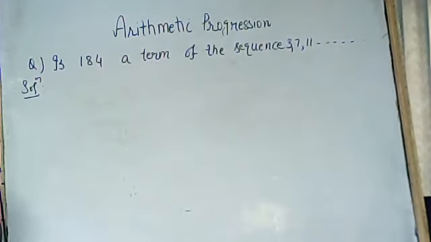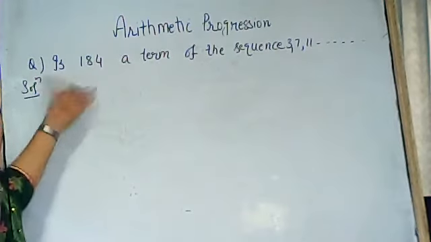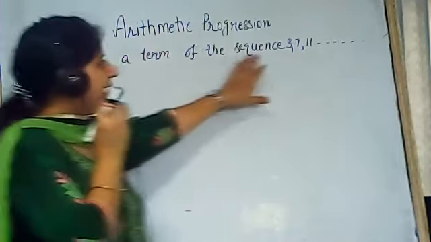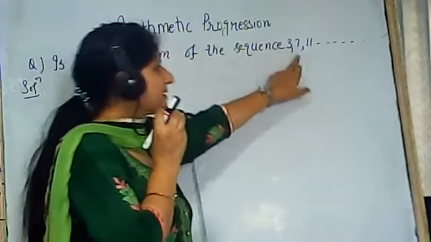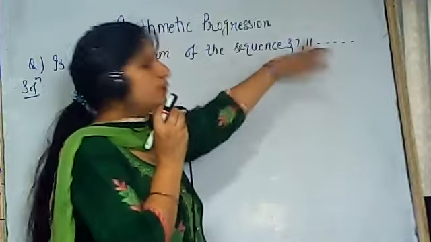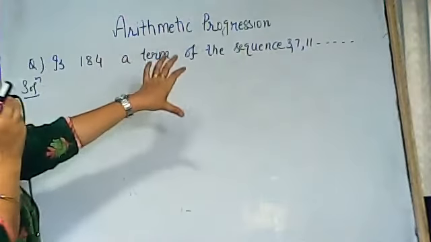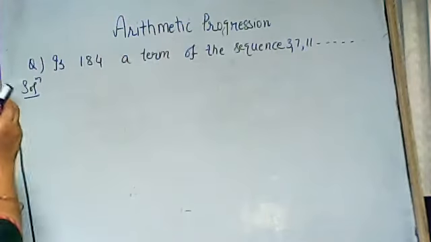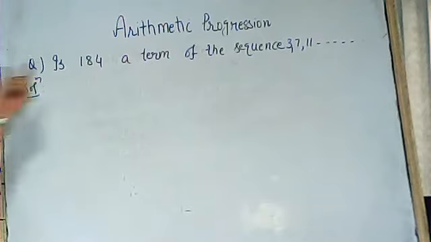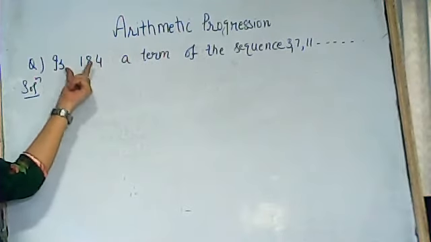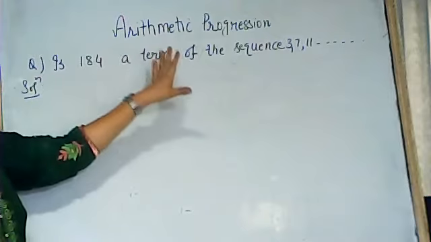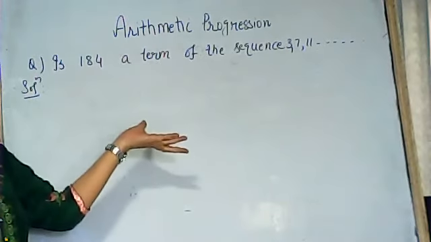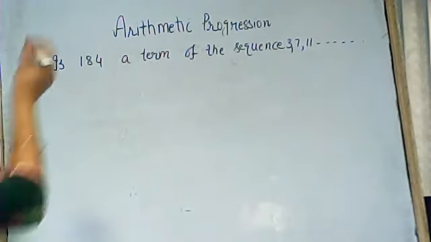So beta, what is given in this question and what we want to calculate? We have been given a sequence which consists of the terms like 3, 7, 11 and so on. The terms with the same pattern will come in this sequence, and what we want to check is whether 184 is a term of this sequence or not. So let us start with the simplification of this example.